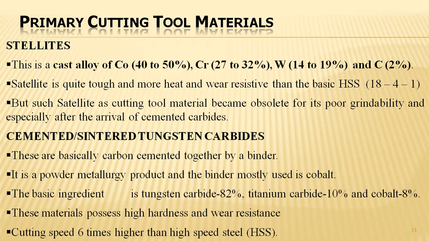Stellite is quite tough and more heat and wear resistive when compared to the basic HSS material with the 18-4-1 combination listed in the tabular column we have just seen. It has been spelled satellite, but stellite is the correct spelling. As a cutting tool, stellite is an alloy of cast iron with a composition of these percentages: cobalt, chromium, tungsten, and carbon, sorry. And thus we call it stellite.